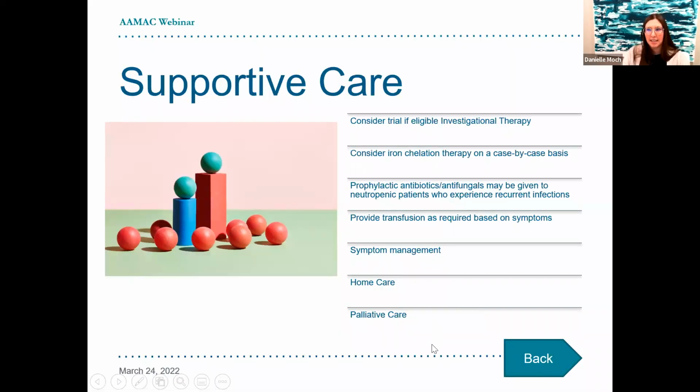Additional care, and I put this at the end, although it really should be considered from the very beginning, is supportive care. The main purpose of this treatment is to improve comfort and quality of life for anyone diagnosed with cancer, no matter what stage this is or the goal of treatment might be. So there are lots of different things to support care: managing those symptoms, making sure that you have the proper supports at home, whether that's home care, palliative care, transfusions as needed, and really making sure that you're on the right treatment path for you.